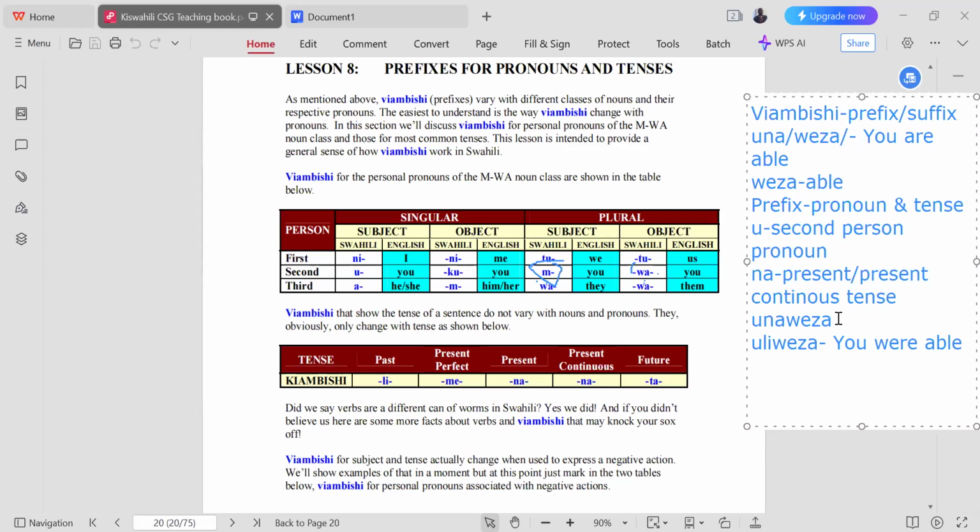Now, present perfect tense will be umeweza. That is the present perfect, umeweza, which means whatever you've succeeded in is just some few minutes ago, ume. It's not that past. Here the present perfect means something that happened closer to the present time, while the past means you can refer to it in terms of a longer time frame.